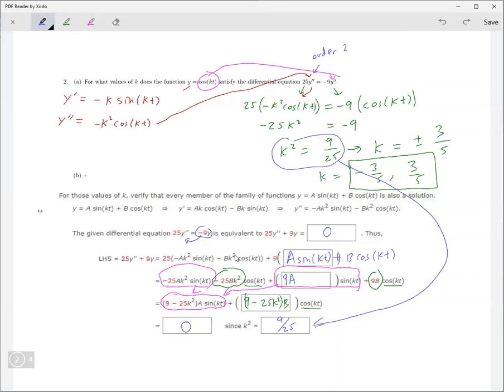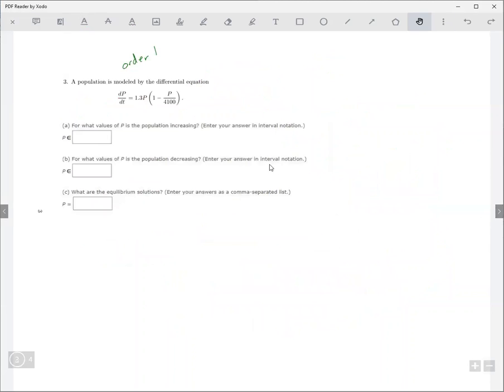Okay, any questions about that or anything else? Okay, let's go to the next exercise. Number 3. Okay, this one is a population model right here. And the question is, for what values of the population is it increasing? For what value is it decreasing? And what are the equilibrium solutions?